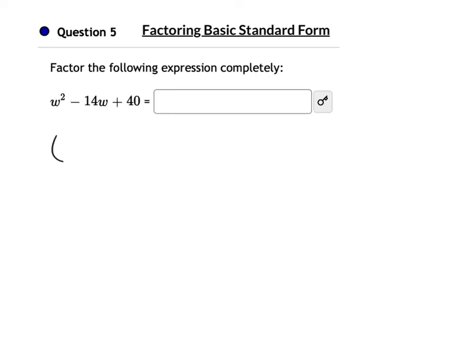Question 5. W times w is w squared. This number times this number makes positive 40. It's either going to be 2 positives or 2 negatives. The middle's a negative. It's got to be the 2 negatives. Factors of 40 that add to 14.